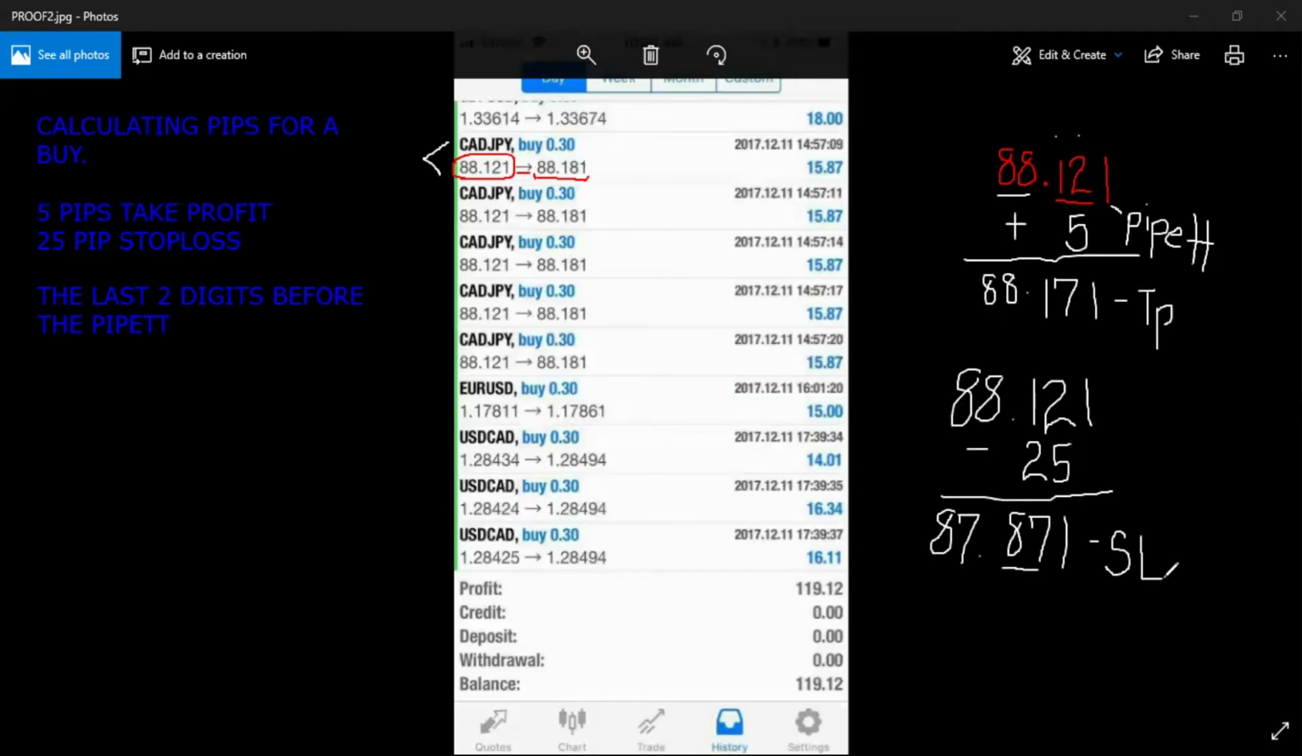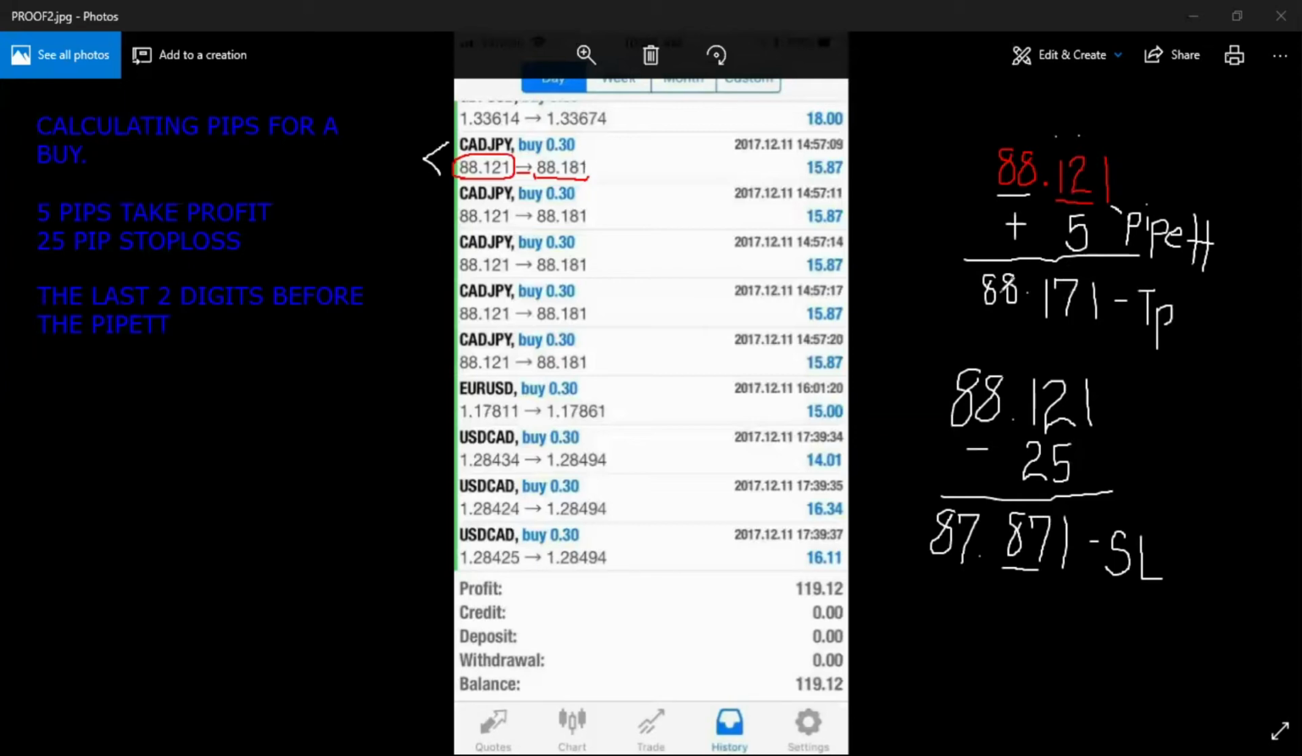So quick recap. When calculating your take profit for a buy, you will add 5 points to the last 2 digits before your pipette. Do not mess with the pipette, okay? The pipette just comes on down. Don't bother the pipette, okay? Add 5 to your 12, that gives you 17.